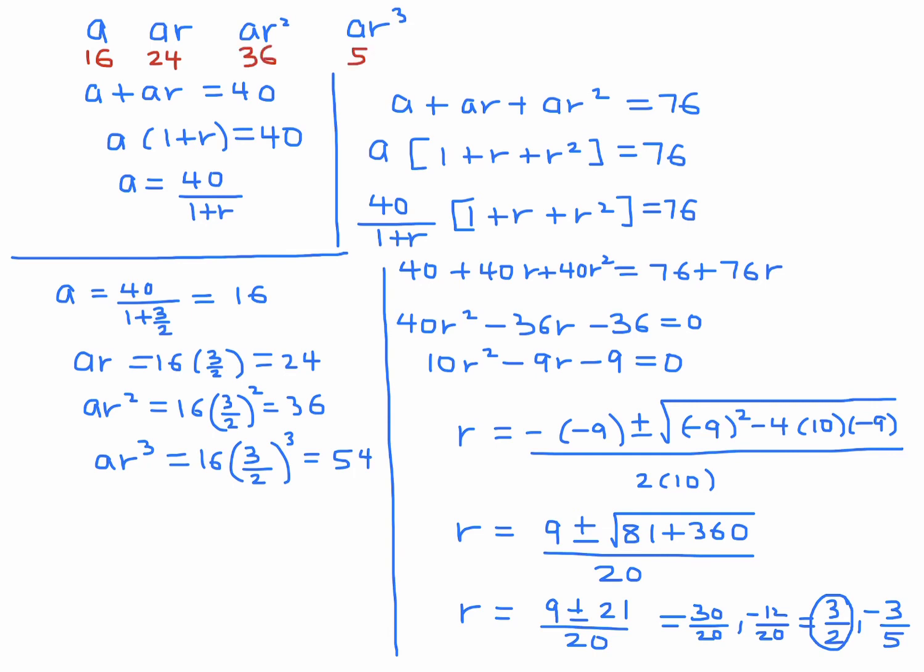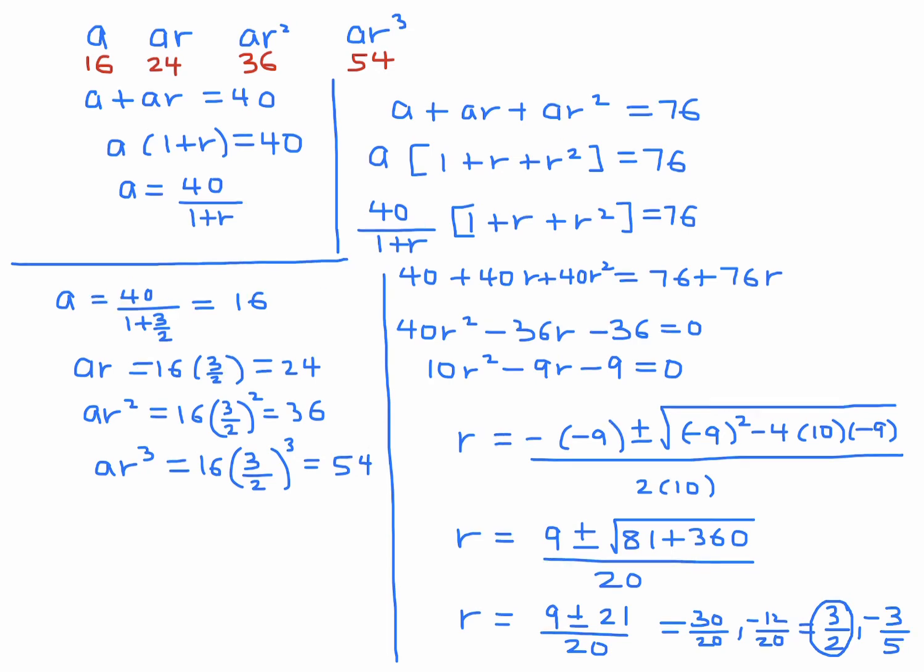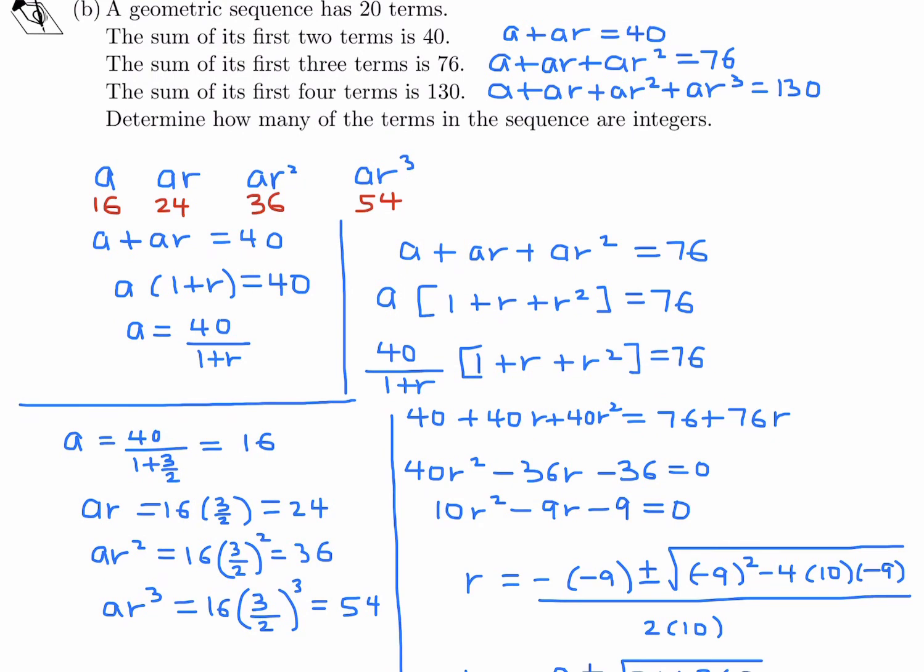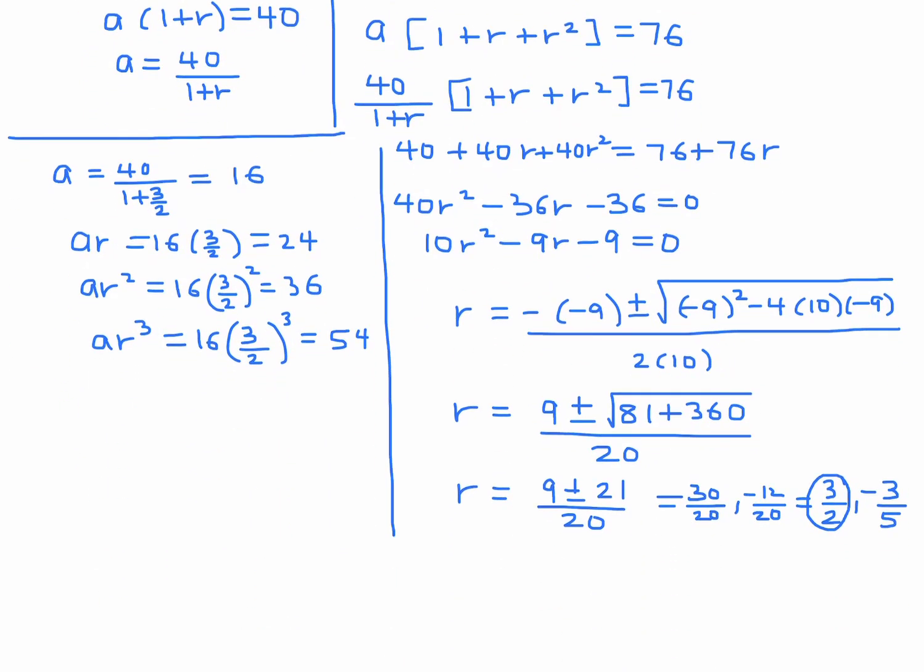Now, before I proceed, let's see if this checks out. Our rules are as follows: the first 2 terms have to add up to 40, and they do. 16 plus 24 is indeed 40. So that's good right there. The first 3 terms have to add up to 76. 16 plus 24 plus 36 is indeed 76. And then all 4 have to add up to 130, and they do. It becomes 130. So that means that when r is 3 over 2, this works out beautifully.